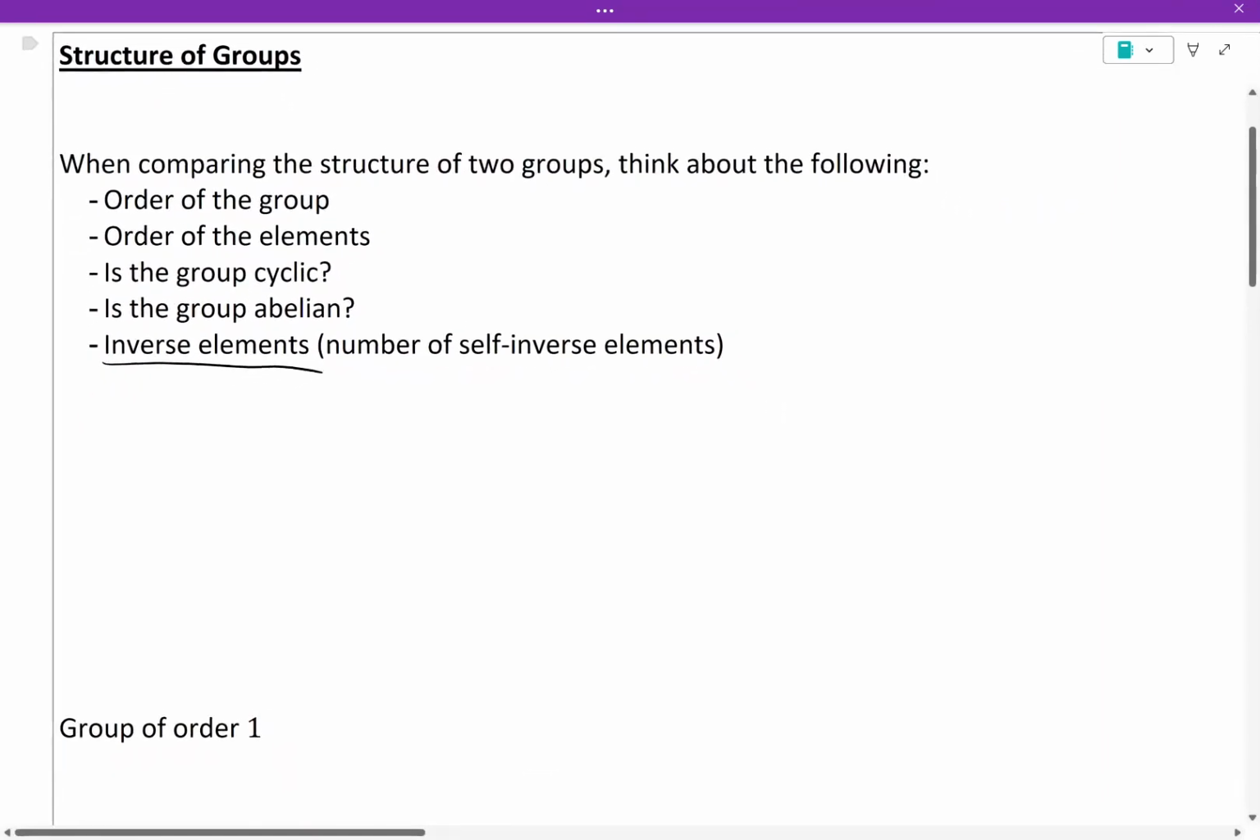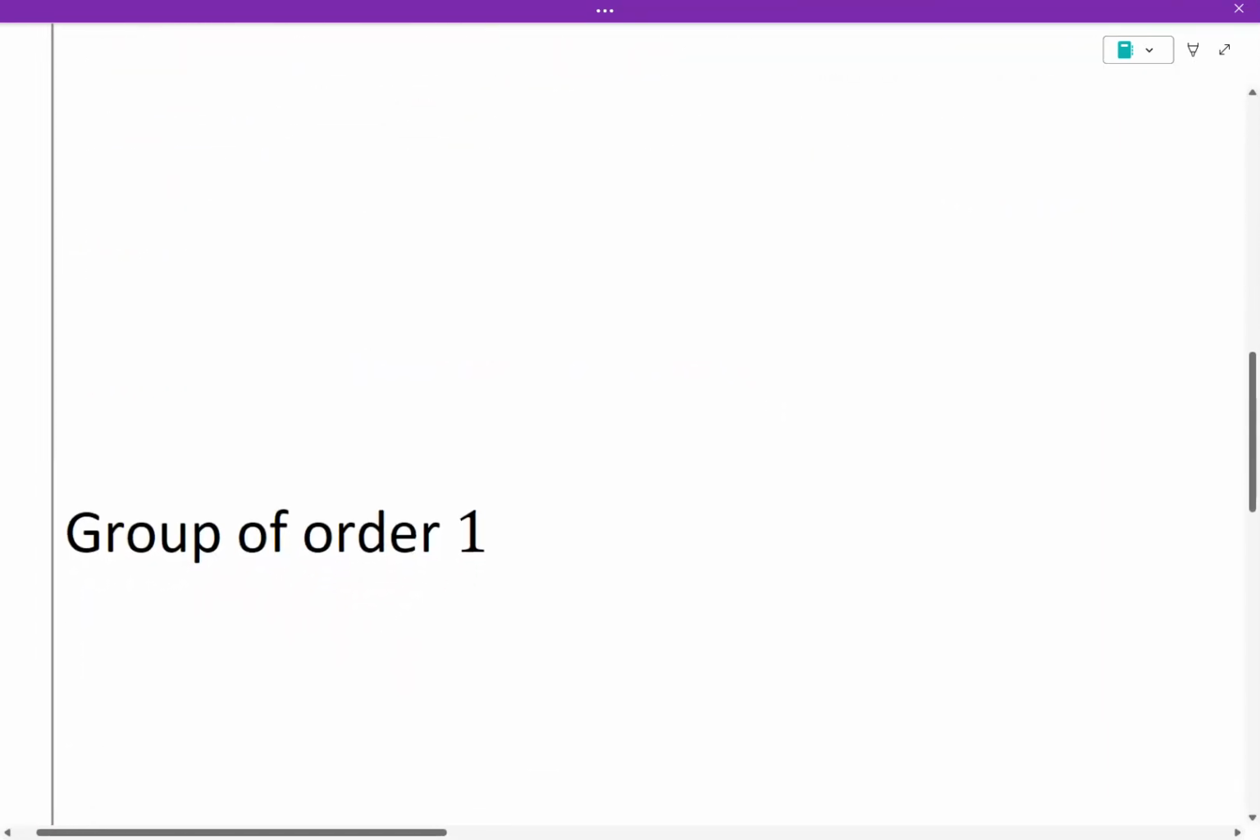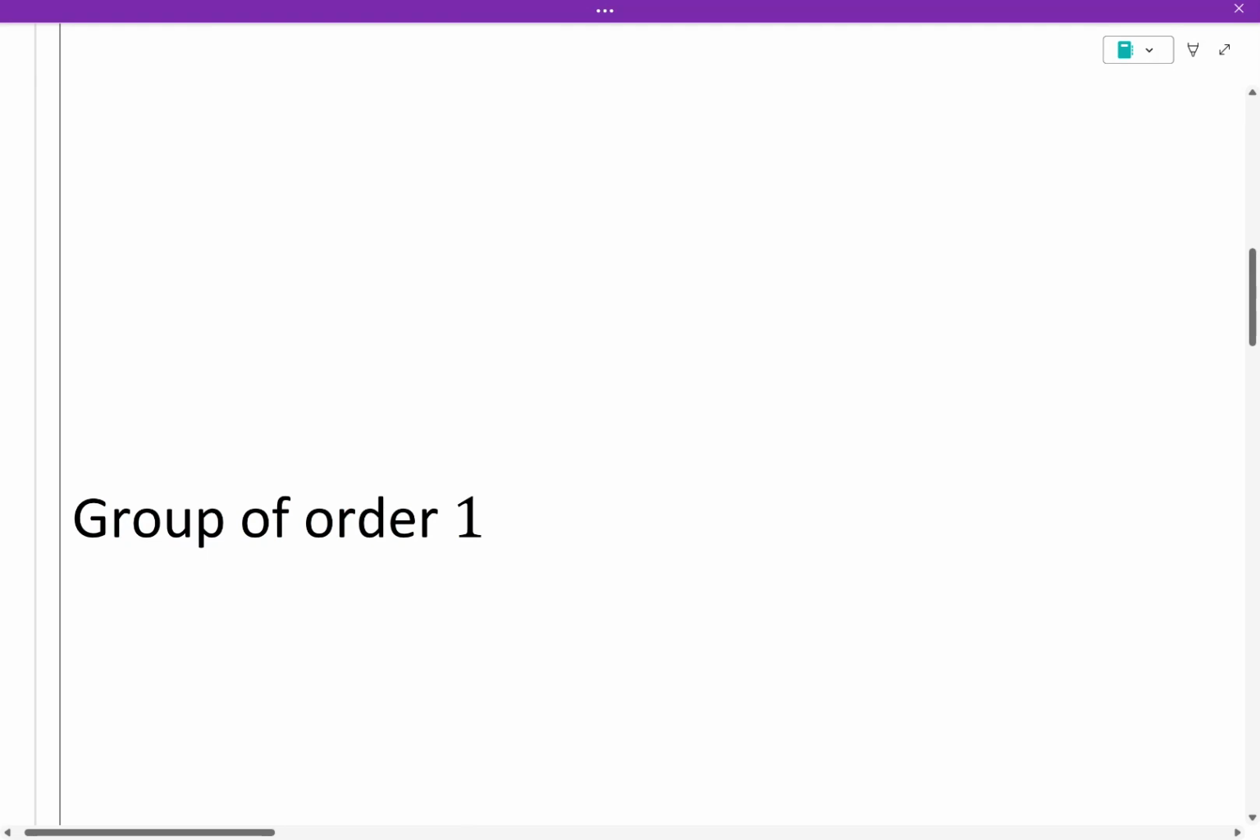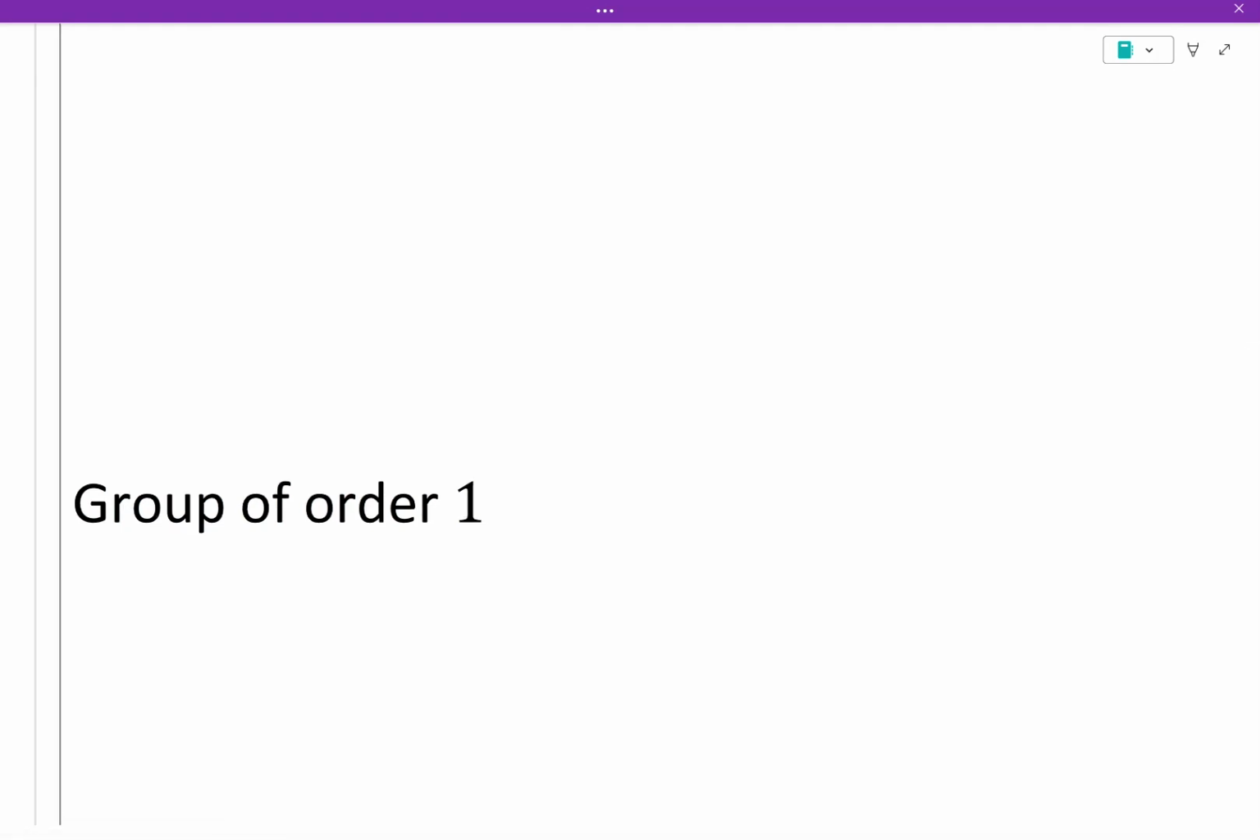Now let's go through some of the orders up from 1 up to 7. Now in the last video, we already looked at groups of order 4, so I'm not going to talk about them again. Now, let's say we have a group of order 1.